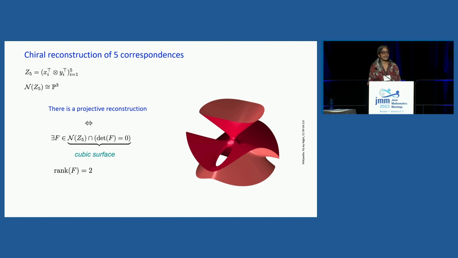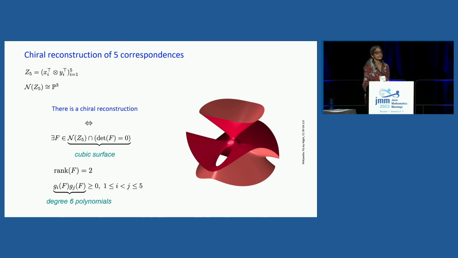And if we wanted a projective reconstruction, then what we are looking for is a point F in the intersection of the null space with the determinantal variety. Now, that is a cubic surface because the null space is a P3 and the determinantal condition is a cubic polynomial. So this is a cubic surface like the one you see on the right, the red surface. And we need something that is both real inside this intersection as well as rank 2. Okay, so we're looking for a rank 2 F that lives on this cubic surface.